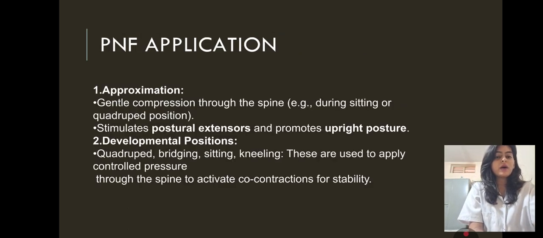Now PNF application, that is approximation: gentle compression to the spine during sitting or quadruped position, to stimulate postural extension and promote right posture. Developmental positions like quadruped, bridging, sitting, kneeling are used to apply controlled pressure through the spine to activate co-contraction for stability.